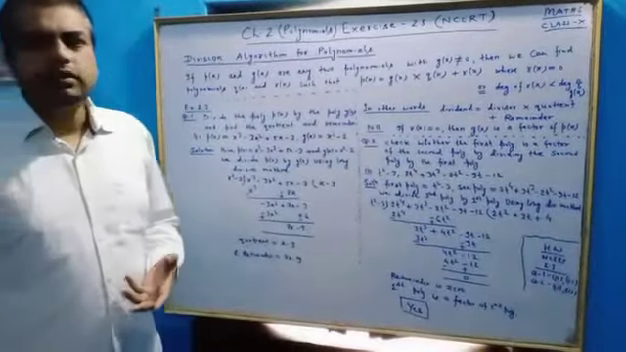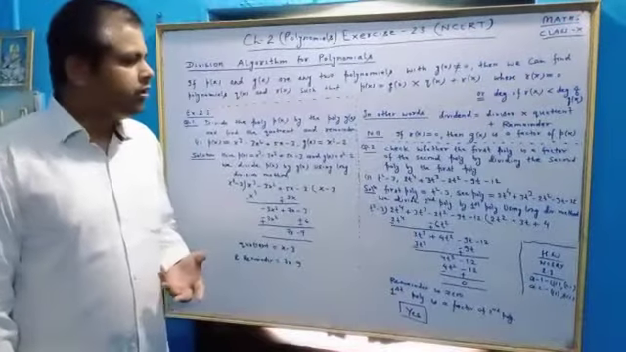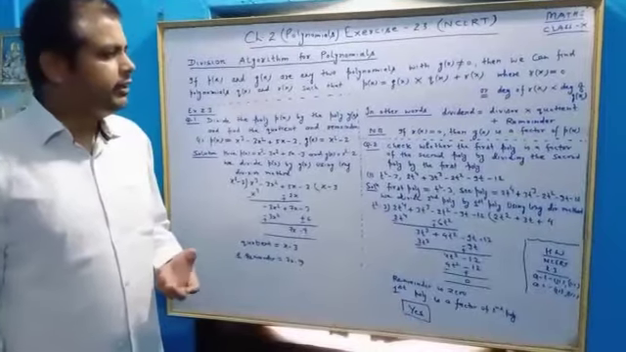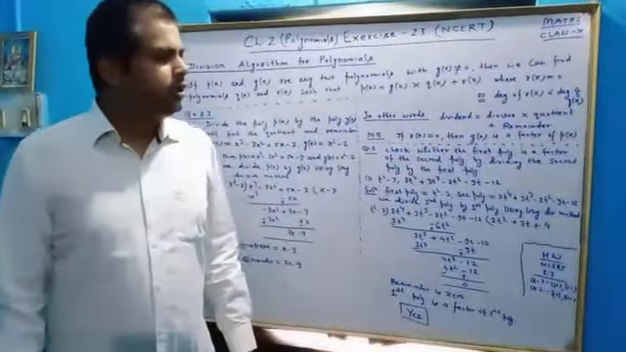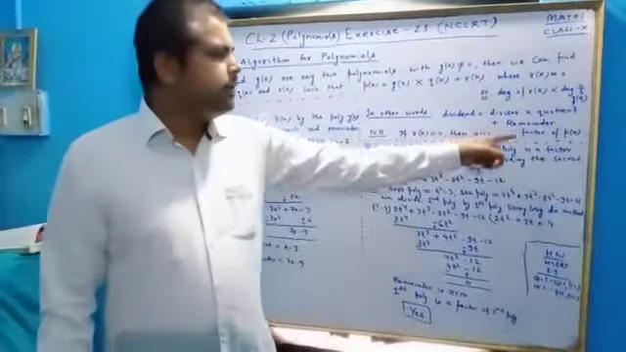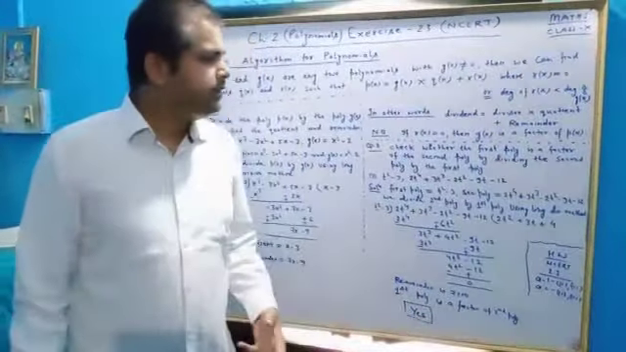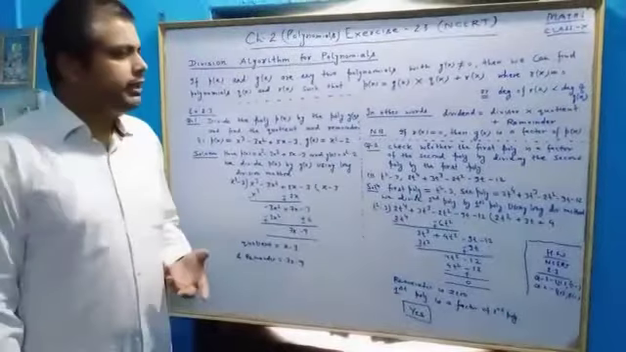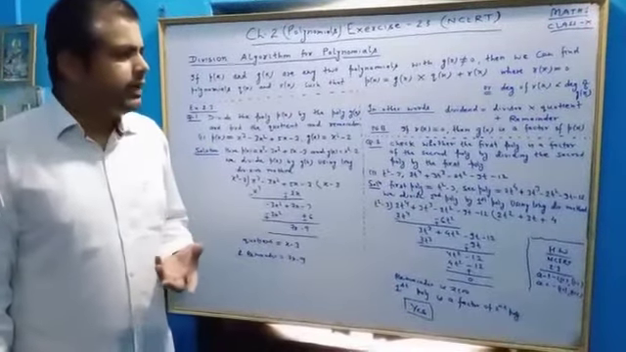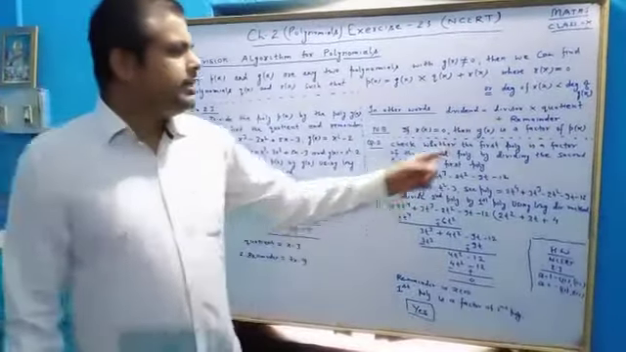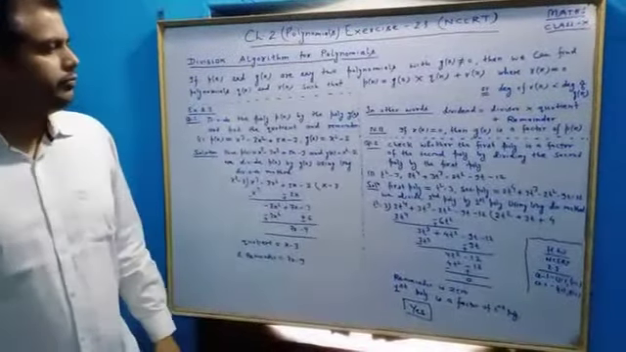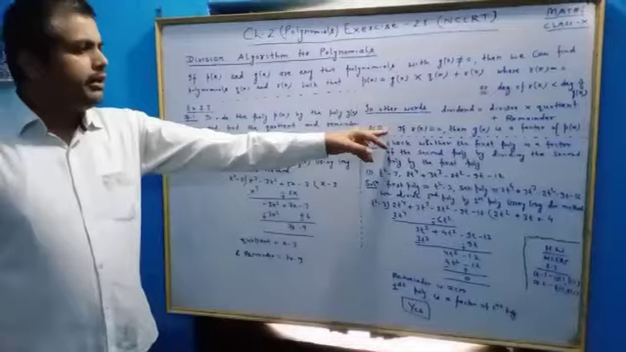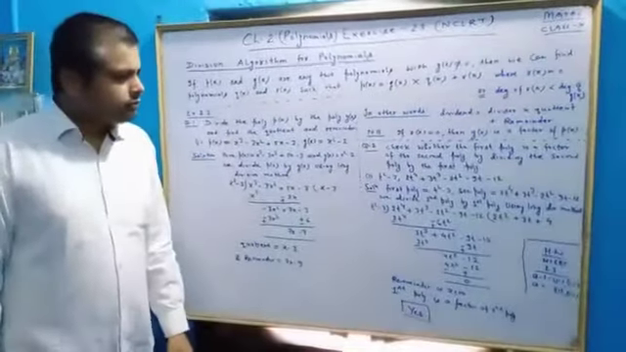And one thing here we see: if remainder is equal to 0, then g(x) is a factor of p(x). That means if remainder is 0, then we can say that divisor is a factor of dividend. So this point must be noted.